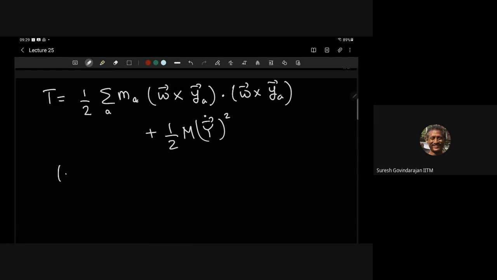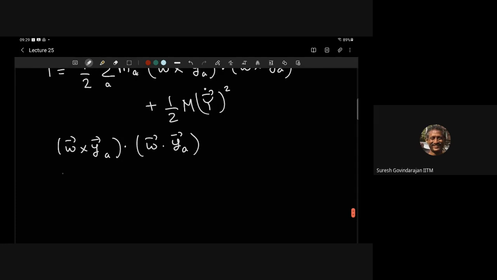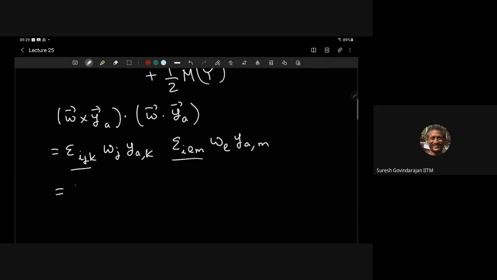We need to work out what this is. Okay, so let's do this. So this we can write as epsilon_ijk omega_j y_a^k. Second term is epsilon_ilm omega_l y_a^m. Okay, so if we do this, then we can use epsilon epsilon is delta delta, so I can write that as delta_jl delta_kn minus delta_jm delta_kl, times omega_j y_a^k omega_l y_a^n.